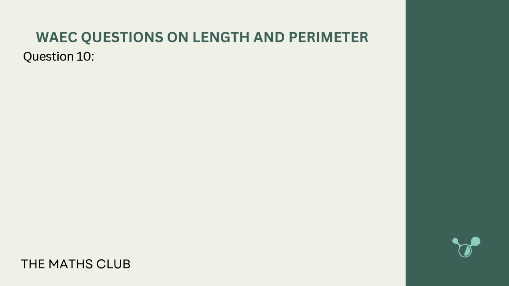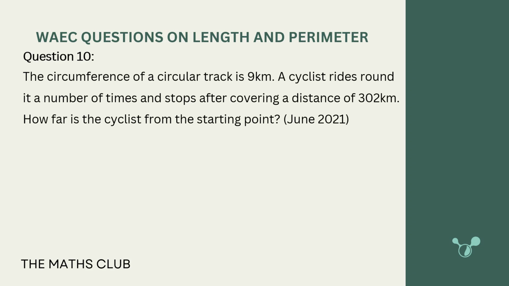Great. Question 10 says that the circumference of a circular track is 9 kilometers. A cyclist rides round it a number of times and stops after covering a distance of 302 kilometers. How far is the cyclist from the starting point? This is taken from June 2021. I want you to pause the video and try this out yourself. Welcome back. Let's look at it together.